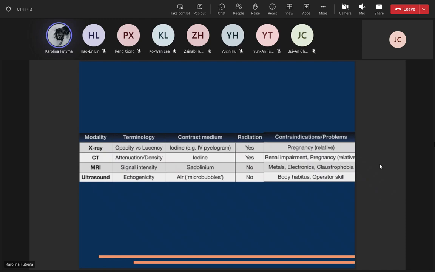Ultrasound examination is based on the echogenicity of the tissues. We are using mostly the microbubbles, so-called air contrast medium. We are not using the radiation, and of course body habitus and sometimes operator skill can be a problem.